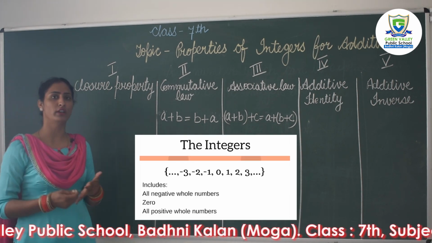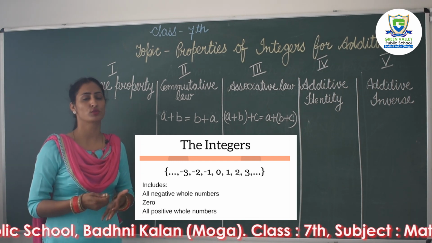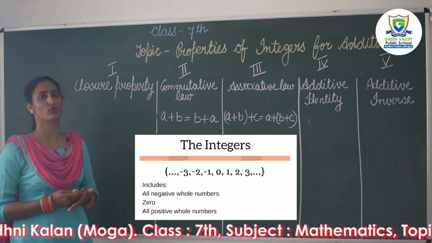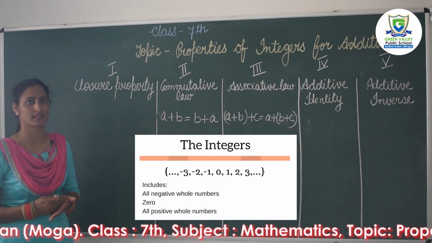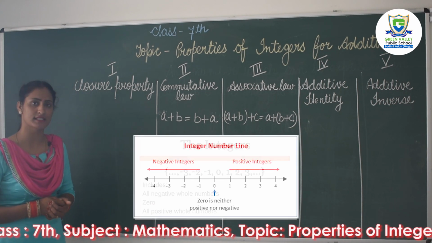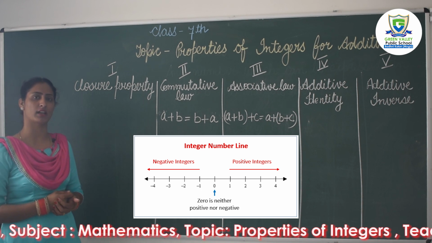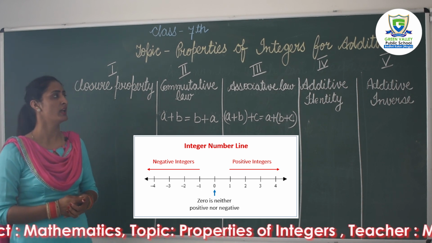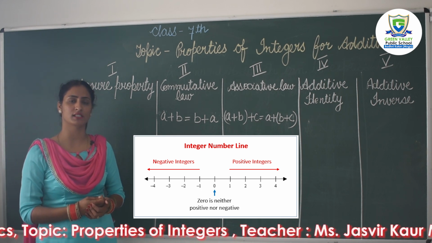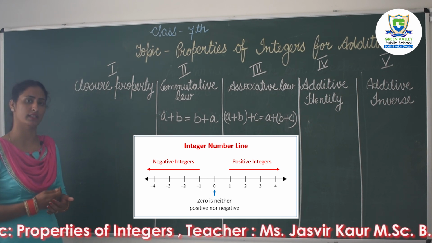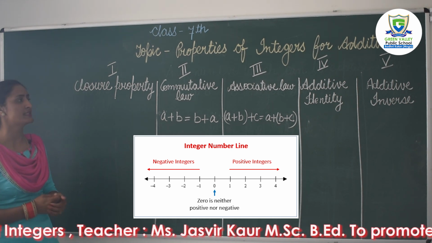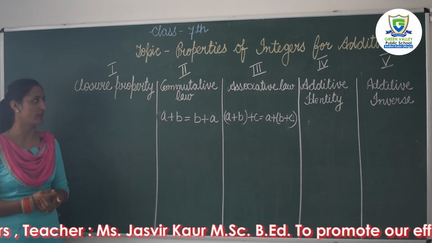The group of whole numbers together with 0. Students, 0 is neither positive nor negative, but still 0 is also a part of integers. All the positive numbers are called positive integers, and all the negative numbers are called negative integers. Suppose 1, 2, 3 and so on, and for the negative integers -1, -2, -3 and so on are called integers. So students, there are 5 properties for integers.